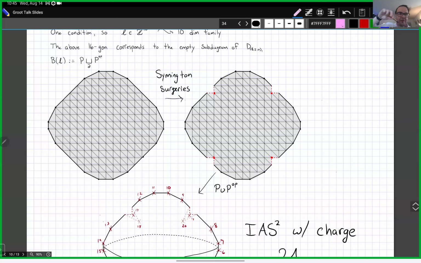And there's a notion of Symington surgeries you can do to modify the fibers of that fibration. And so in this case, I'm doing 4 of these surgeries, which involve cutting a triangle out of one edge. And these introduce fibers with an I1 singularity into the fibration. And then you take 2 of these polygons, one of them with reversed orientation, and you glue them together. And since each one is homeomorphic to a disk, you're gluing 2 disks by their boundary, and you get a copy of S2.